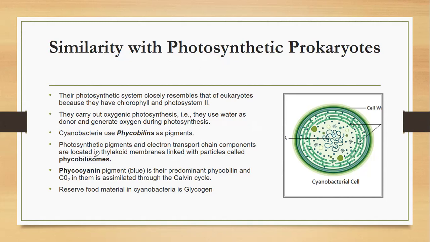The photosynthetic pigments and electron transport chain components are located in thylakoid membranes linked with particles known as phycobilisomes. Phycocyanin, the blue-colored pigment, is their predominant phycobilin, and carbon dioxide is assimilated through the Calvin cycle. The reserve food material of cyanobacteria is glycogen.